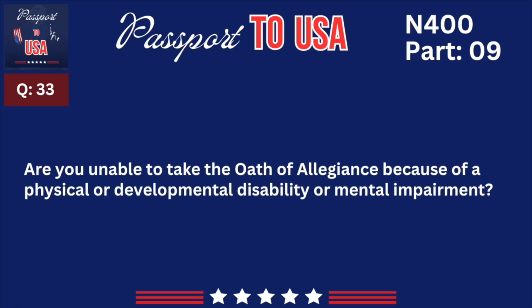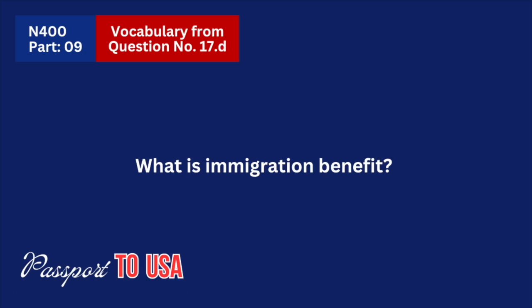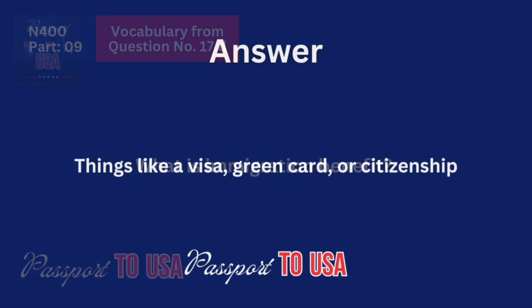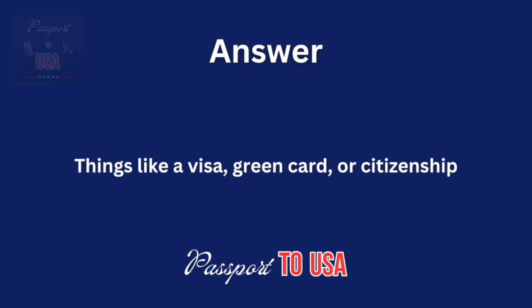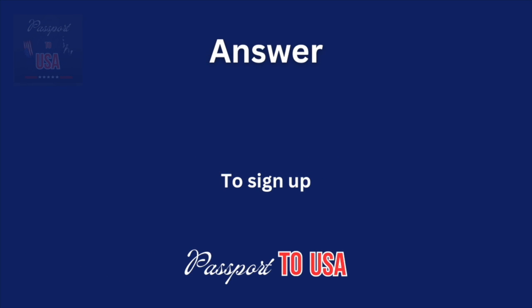Are you unable to take the oath of allegiance because of a physical or developmental disability or mental impairment? No. What is immigration benefit? Things like a visa, green card, or citizenship. What do you mean by enlist? To sign up.